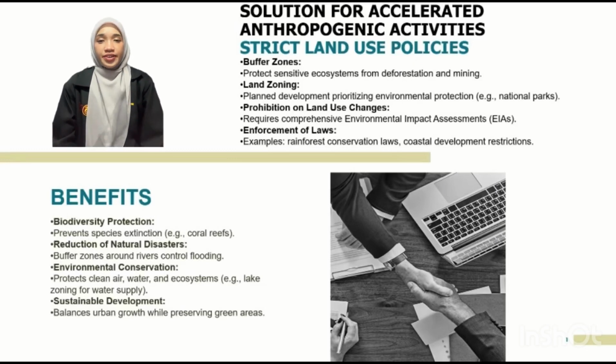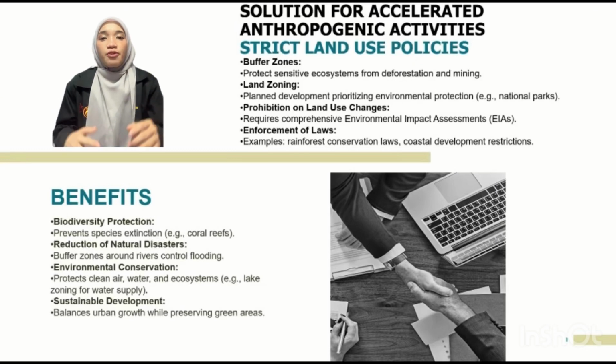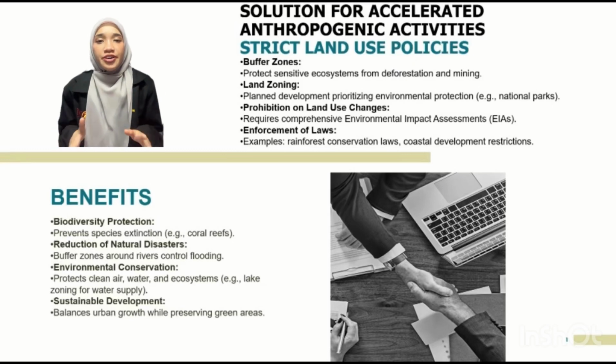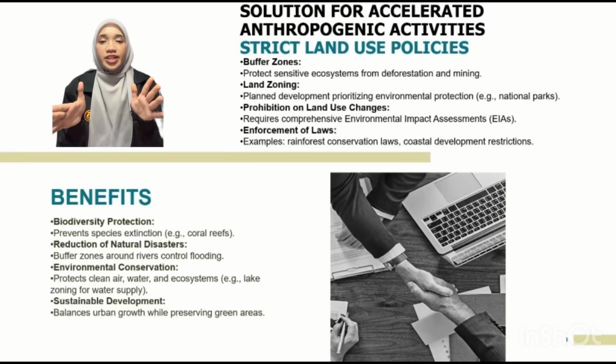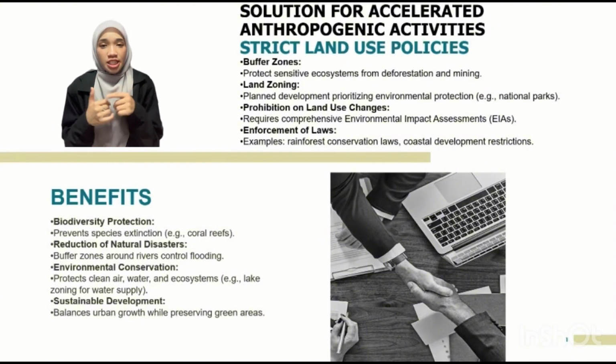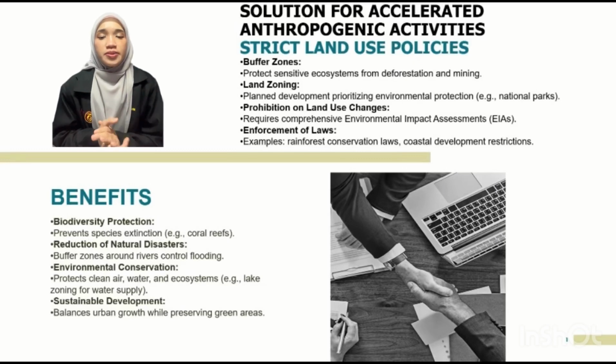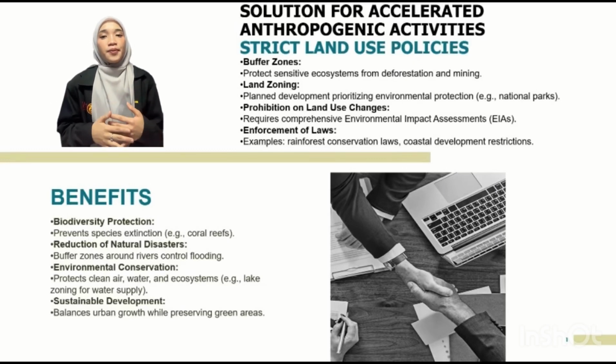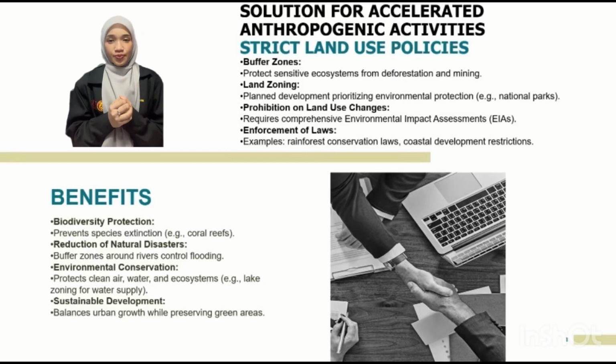Let's look at real-world examples. Buffer zones around tropical rainforests have significantly reduced deforestation in some regions. Similarly, land zoning has successfully controlled urban sprawl, preserving critical habitats and protecting biodiversity.